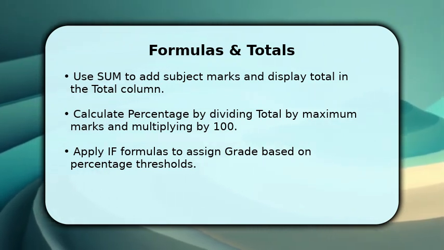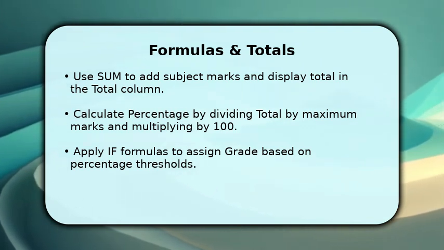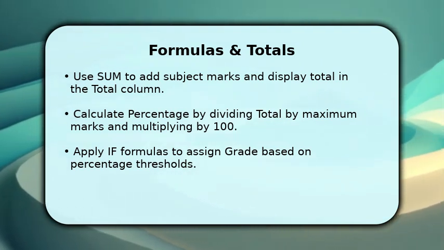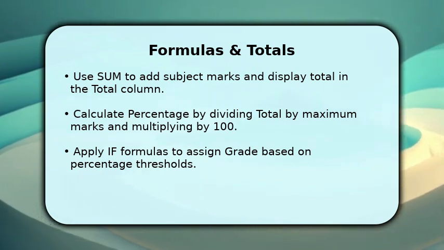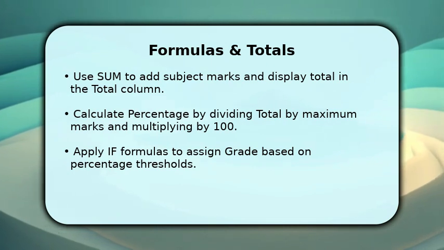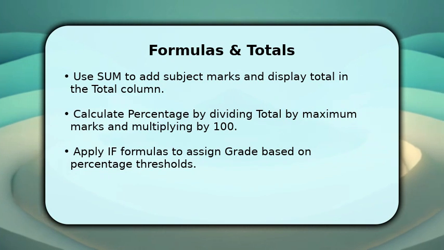Use IF and nested IF to assign letter grades based on percentage cutoffs like 90, 75, and 50. Lock cell references with $ for consistent copying, and drag formulas down to fill every student row automatically for fast and accurate results in minutes.